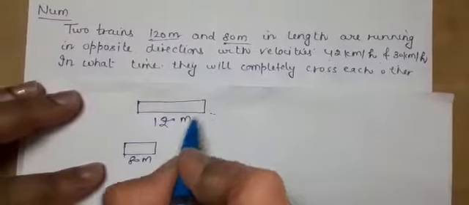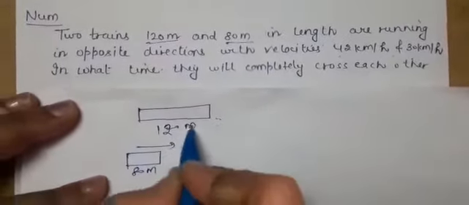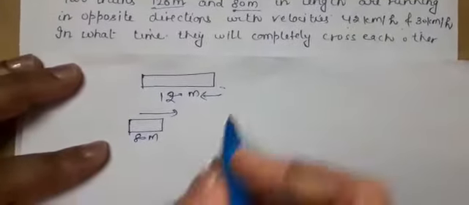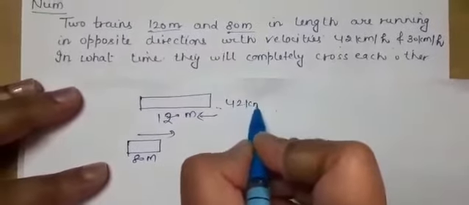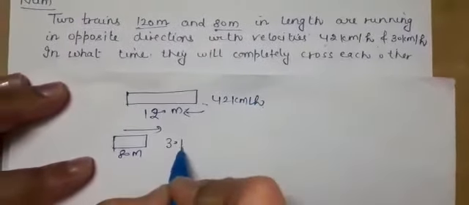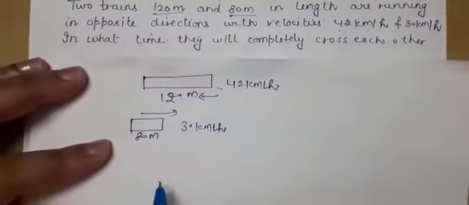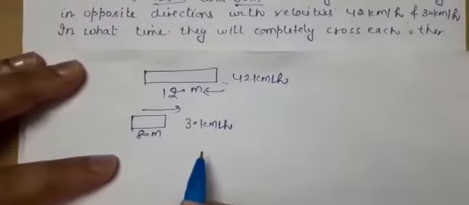They are moving in opposite direction. Their speeds have been given, that is 42 km per hour and this is 30 km per hour. Now in what time will they completely cross each other?